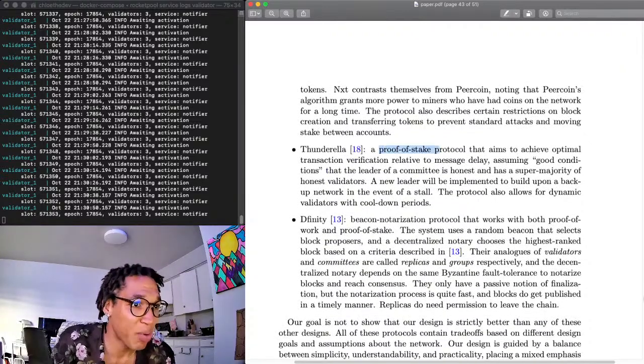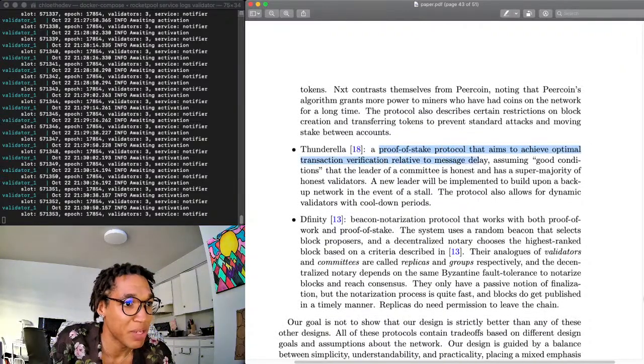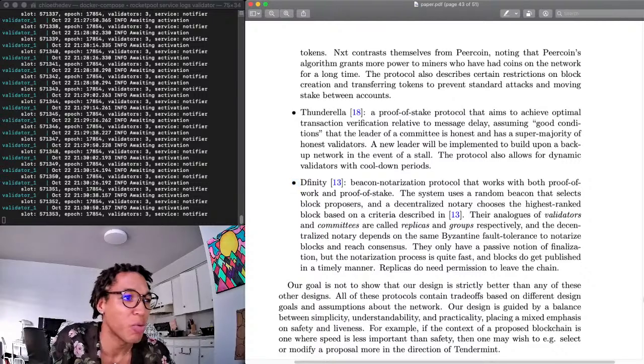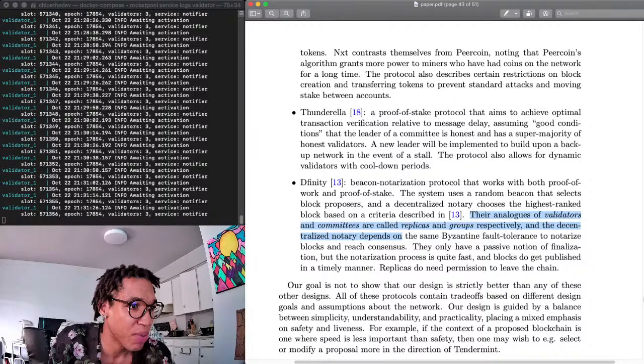Thunderella is a proof of stake protocol that aims to achieve optimal confirmation latency relative to message delay, assuming optimistic conditions. A new leader will be okay, yeah. And you have Dfinity. I've heard a lot about Dfinity, so I'm going to read into it. It's a beacon notarization protocol that works with both proof of work and proof of stake. So blockchain agnostic, it seems. The system uses a random beacon that selects block proposers, and a decentralized notary chooses the highest ranked block based on criteria described in the paper. Their analogous validators and committees are called replicas and groups, and their decentralized notary depends on the same Byzantine fault tolerance to notarize blocks and reach consensus.